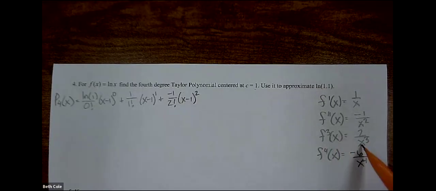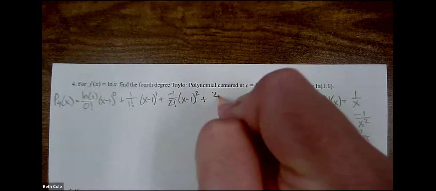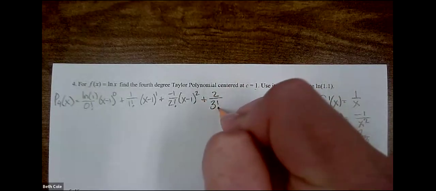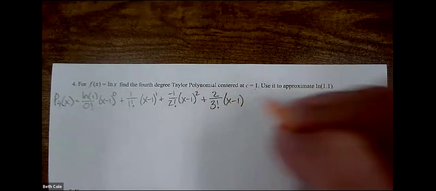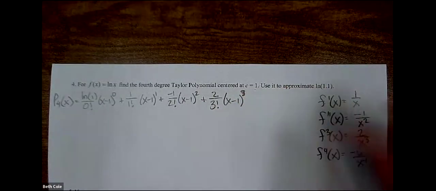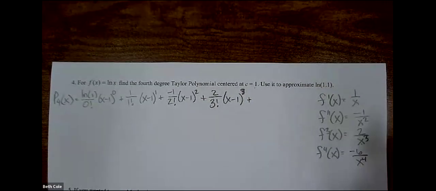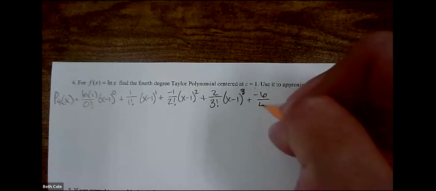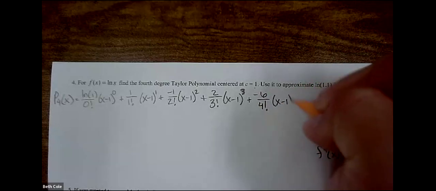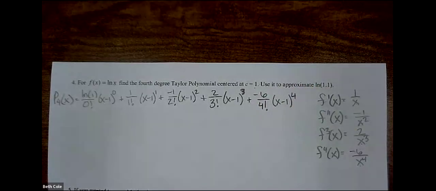Plug 1 into your third derivative. 2 over 3 factorial x minus 1 to the third. And then one more. If you plug 1 into your fourth derivative, negative 6 over 4 factorial x minus 1 to the 4th.